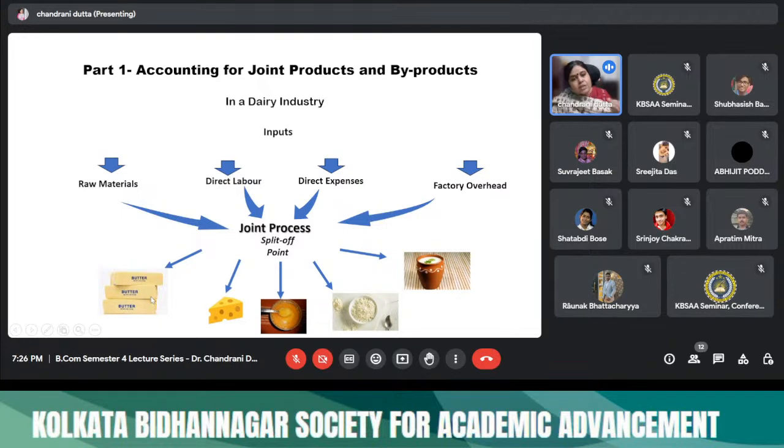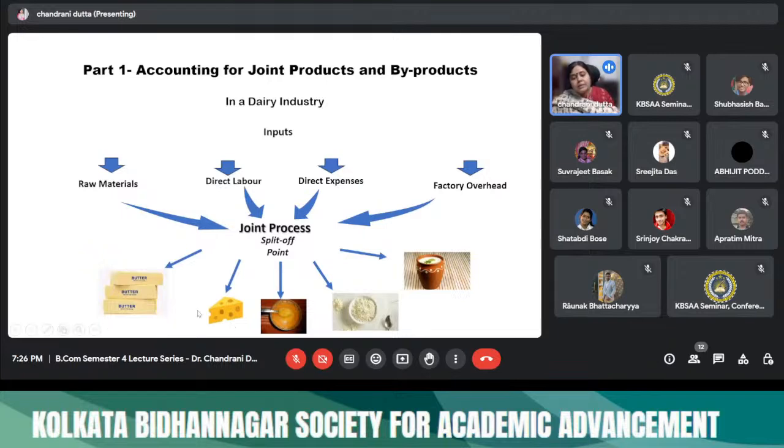And they are main products because more or less they have the same economic importance. They have the same level of profitability or same level of sales value. Same selling price more or less. So that is the thing. Okay. So this is the meaning of joint products.